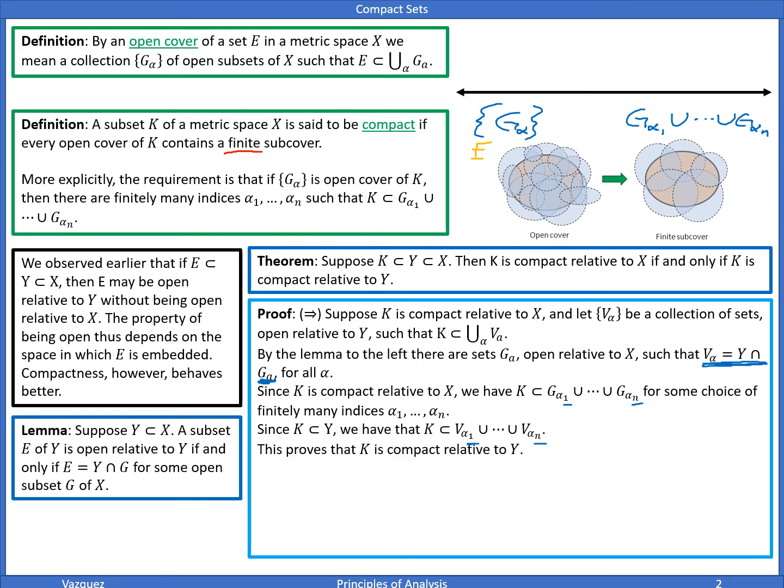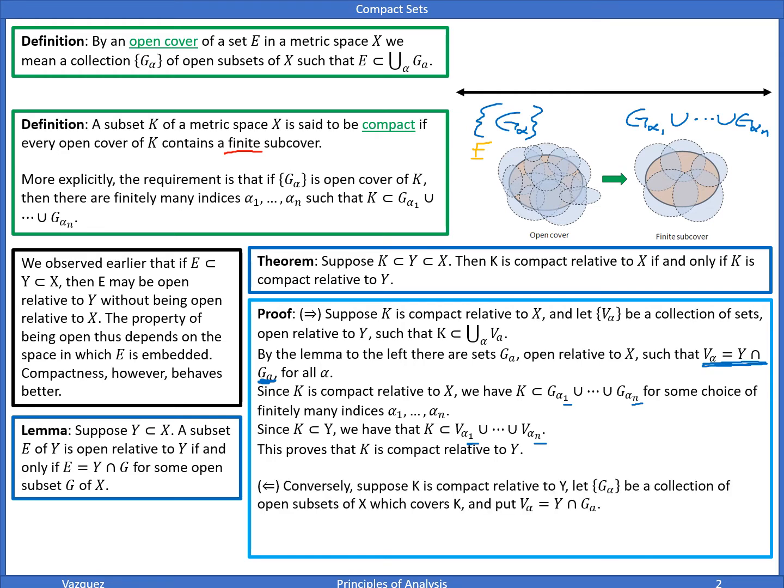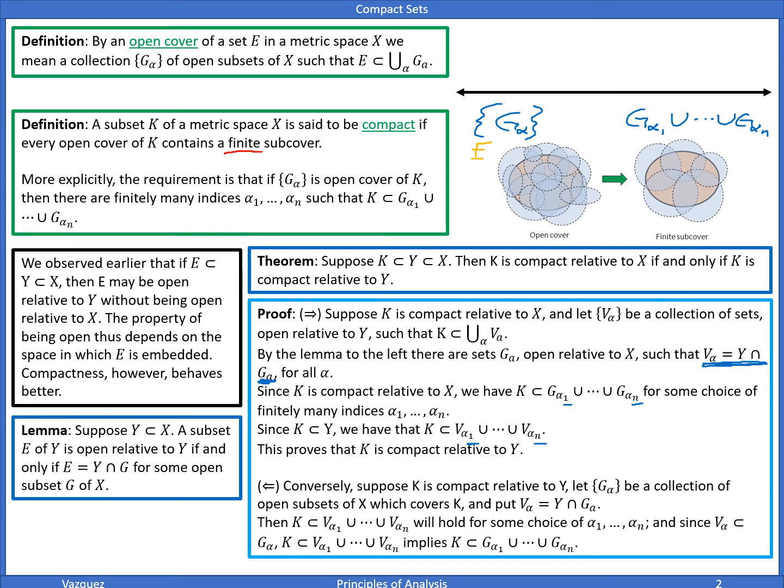Now for the other direction, suppose K is compact relative to Y, and let G sub alpha be a collection of open sets of X which covers K. And again, we're using that lemma. We're going to put V sub alpha equal to the intersection of Y and G sub alpha. Well, K is contained in the union of V sub alpha sub 1 all the way to V sub alpha sub n. And since V sub alpha is contained in G sub alpha, well then obviously if K is compact in Y, it implies that K is compact in X.